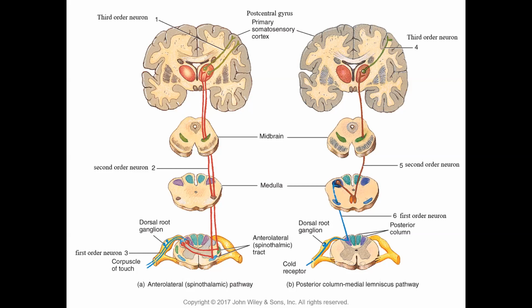Now, a few sensations do not reach the cerebral cortex. These would be proprioception and information from the visceral sensory receptors. So these pathways do not contain a third order neuron. And you can think about it, you can't consciously control your visceral responses sometimes. So that would make sense.